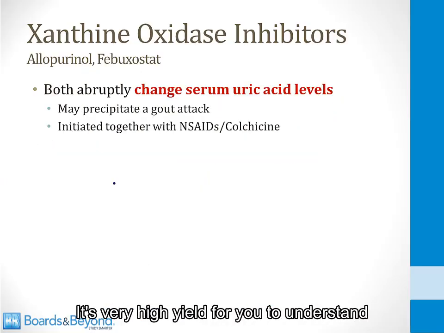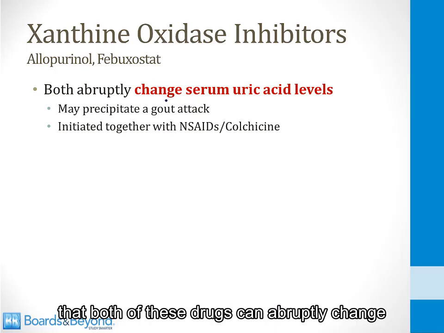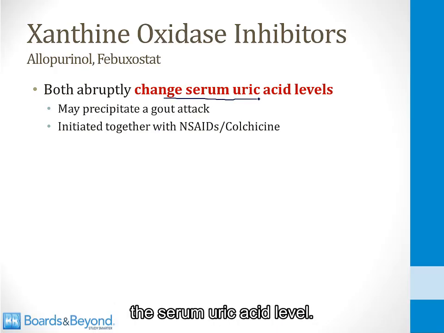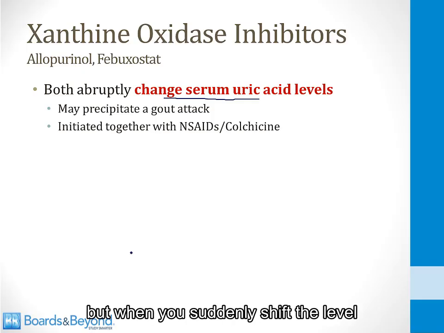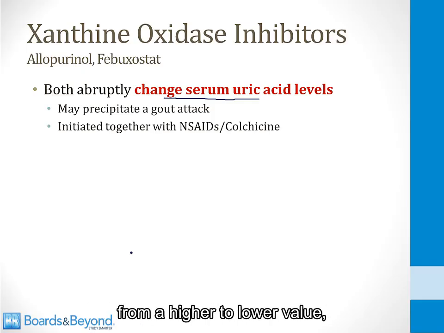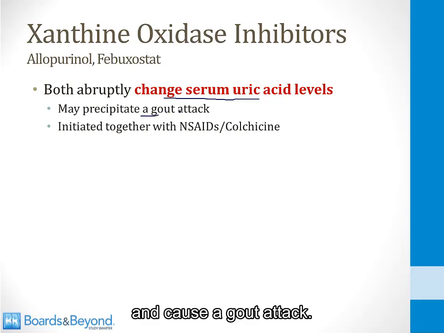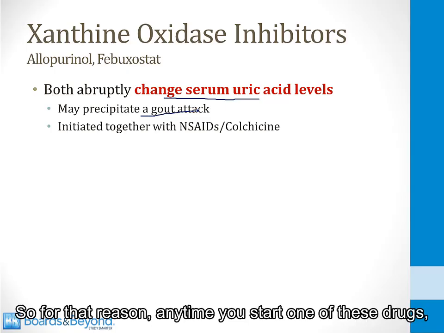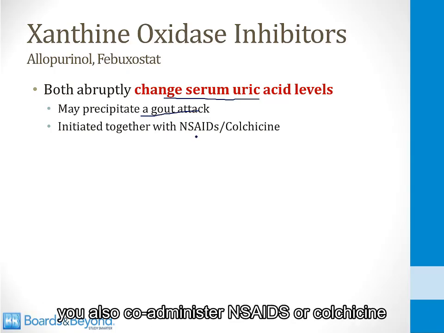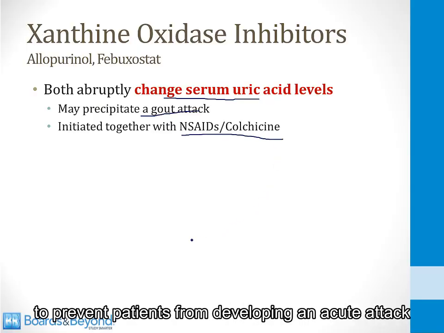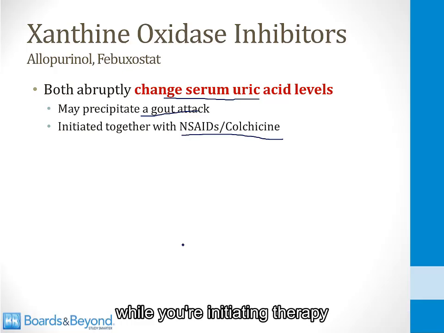It's very high yield for you to understand that both of these drugs can abruptly change the serum uric acid level. Now, lowering the level is good, but when you suddenly shift the level from a higher to lower value, that can precipitate gout crystals in the joints and cause a gout attack. So for that reason, anytime you start one of these drugs, you also co-administer NSAIDs or colchicine to prevent patients from developing an acute attack while you're initiating therapy with a xanthine oxidase inhibitor.